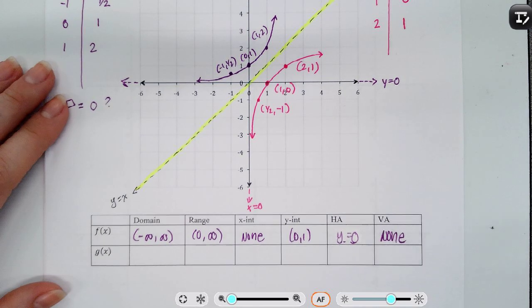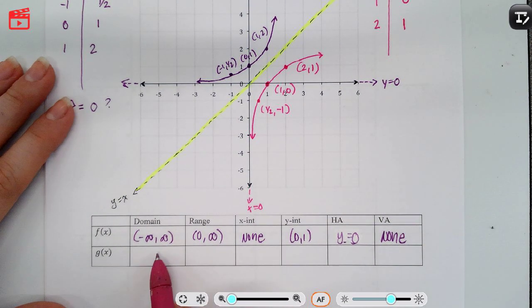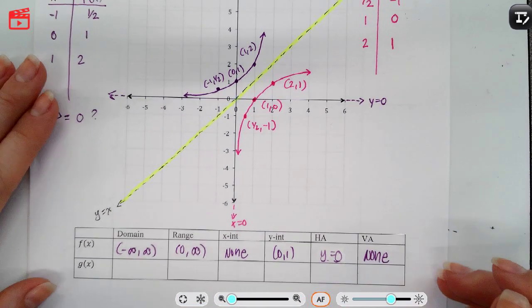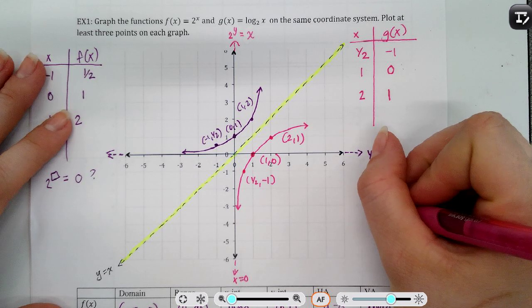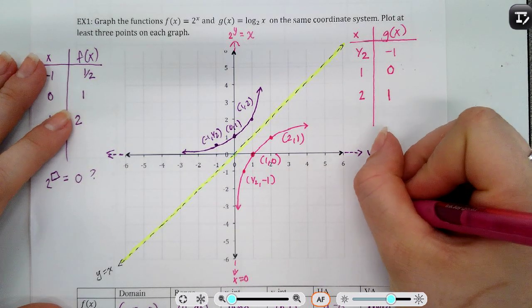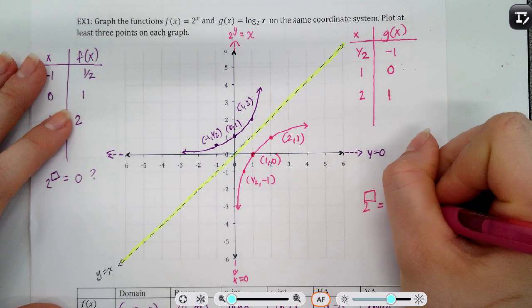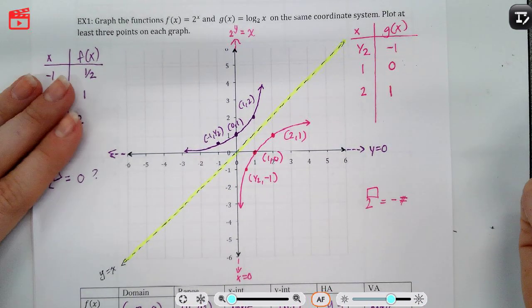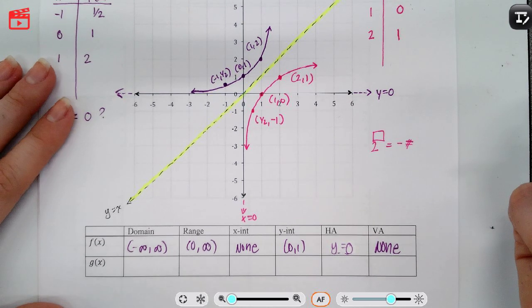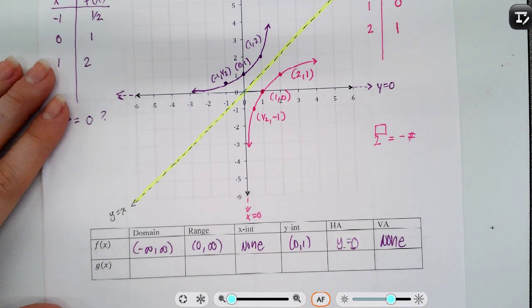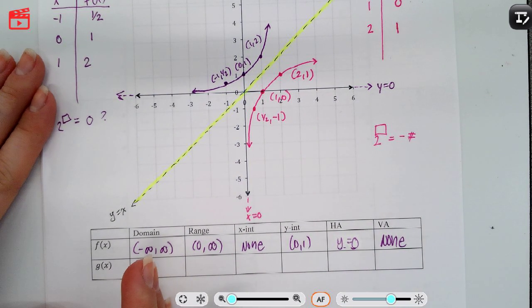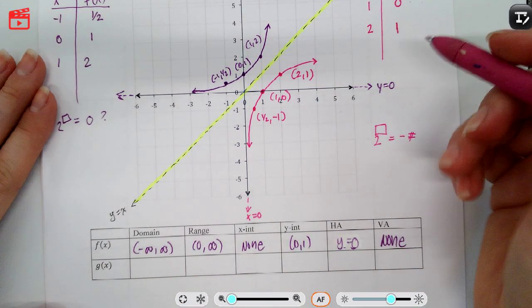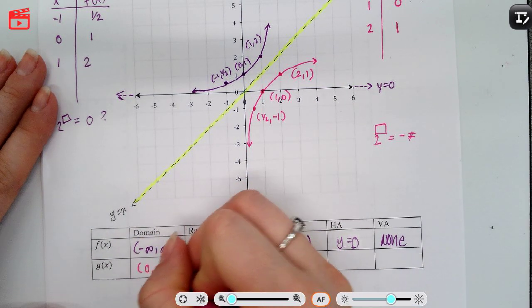All right, so how about the pink graph, g of x? The domain? Well, we can't have any negative values. So real quick, how do we know that? Well, is it possible to raise 2 to a power and end up with a negative number? No, you cannot ever raise a base to some power and get a negative number. So for g of x, we cannot use any negative x values, so my domain is going to be 0 to infinity.